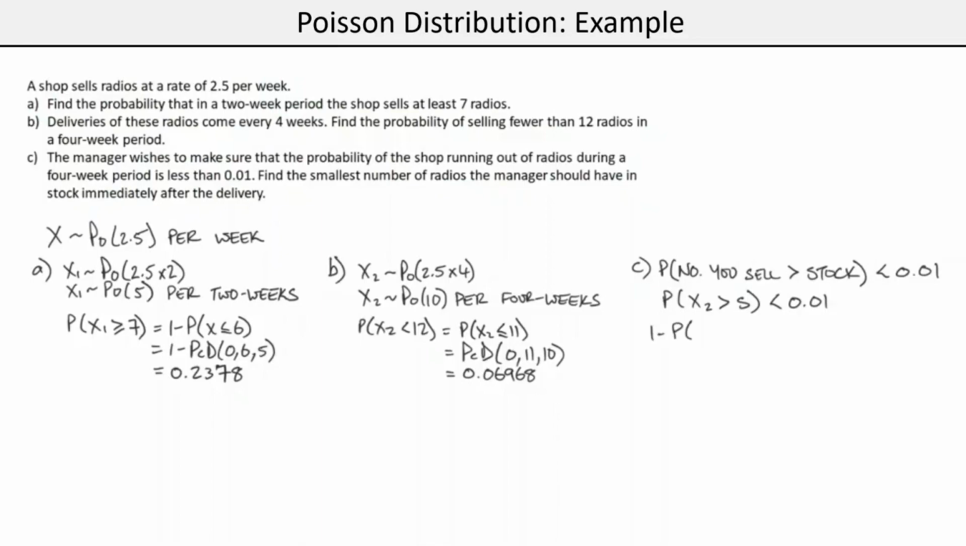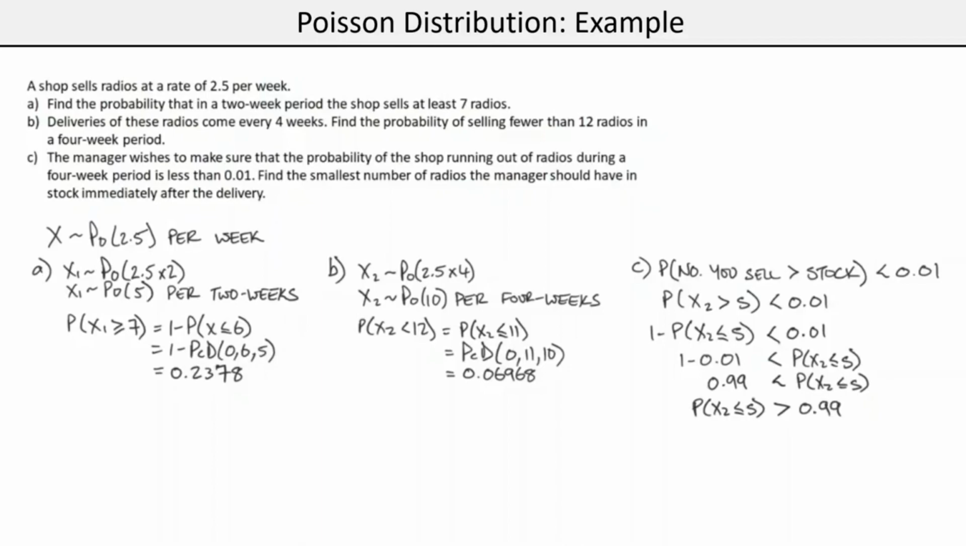We know that we want the probabilities to be less than or equal to, for the benefit of our calculator and the tables, so we can rewrite this left-hand side. We know greater than s is equivalent to 1 minus less than or equal to s. And from here, we're going to want to do some rearranging to make the probability statement the subject. So the probability that X2 is less than or equal to s is going to be greater than 0.99.